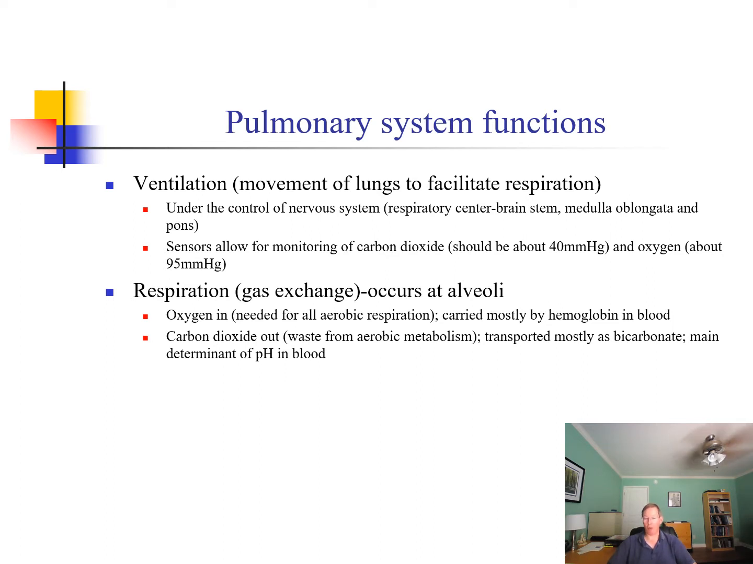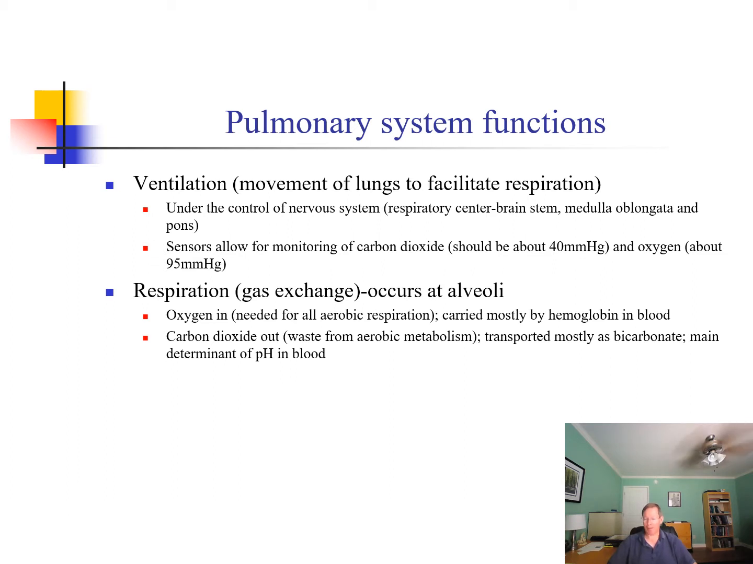Carbon dioxide, a waste product from the Krebs cycle, which will generate carbon dioxide and water, is transported in the erythrocytes of the red blood cells mostly as bicarbonate, and it is what is determining the pH of my blood effectively. In order to have that respiration, I have to have the movement of air into and out of my lungs. The movement of air into and out of my lungs is called ventilation, and it is under the control of the nervous system, which is predominantly in the brainstem, the medulla oblongata and the pons.